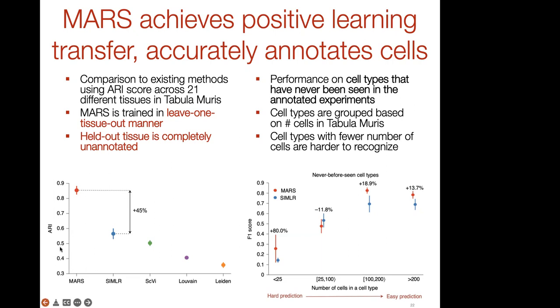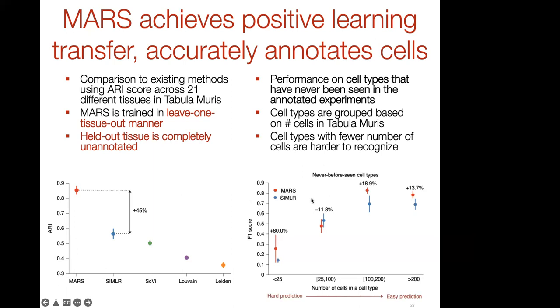What we can see in this plot is that on the x-axis are different algorithms, and on the y-axis is the performance metric, the adjusted Rand index. Higher value indicates better performance. We can see that in this setup, where we test the ability of the model to generalize to a new tissue, Mars can do that much better than existing work. And this is possible because of those cell type landmarks.